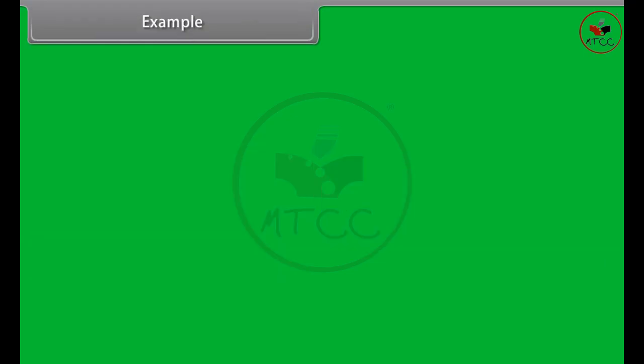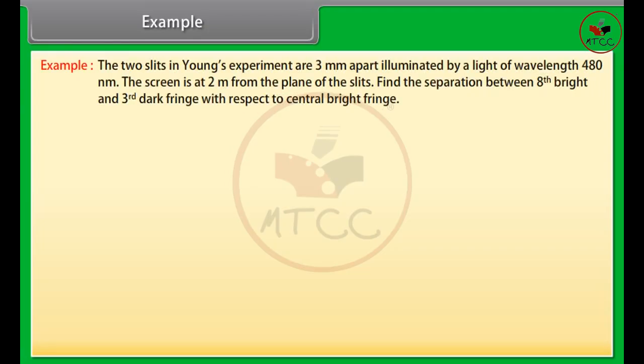Example. Let's take an example on Young's double-slit experiment. The two slits in Young's experiment are 3 mm apart, illuminated by a light of wavelength 480 nanometer. The screen is at 2 meters from the plane of the slit. Find the separation between 8th bright and 3rd dark fringe with respect to central bright fringe.